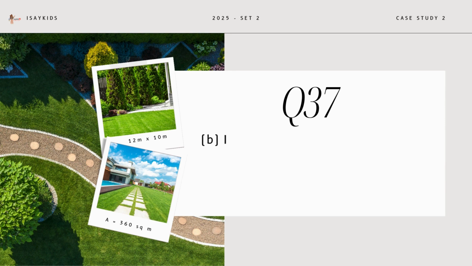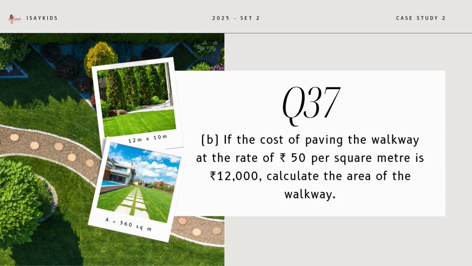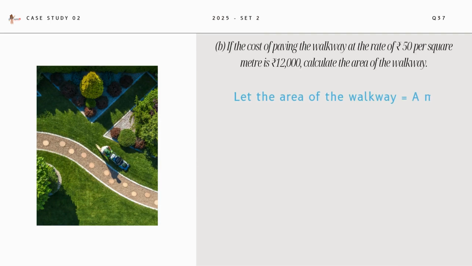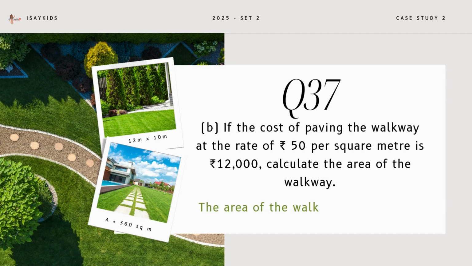Next part is, if the cost of paving the walkway at the rate of rupee 50 per square meter is rupee 12,000, calculate the area of the walkway. Let the area be A. So A times 50 would be 12,000, which gives us A as 240 meters square. Thus, the area of the walkway is 240 square meter.